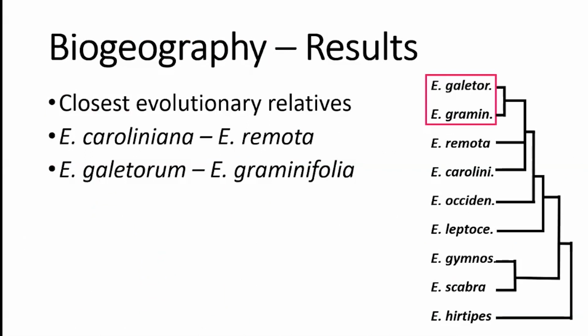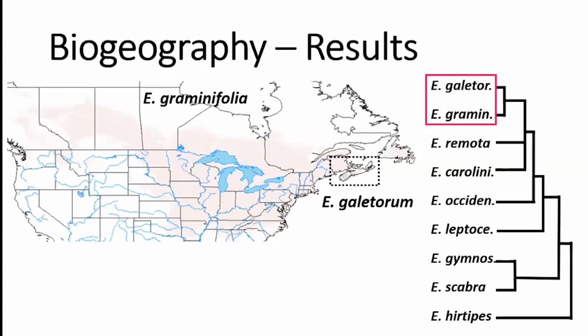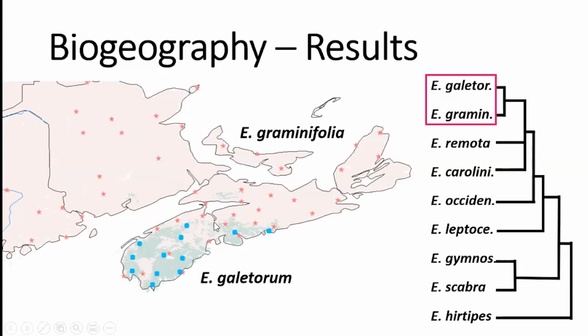The next one about our possible species pairs or sister taxa are Galatorum and Graminifolia. Now, Graminifolia is all throughout here. Do you remember? It's very widely distributed, and there's a 40-degree longitudinal difference from its eastern and westernmost extents. Galatorum, conversely, is just in this part of Nova Scotia here. And I want to point out the blue squares or circles. Those are for Galatorum, whereas Graminifolia is everything else in this map with those pinkish stars.